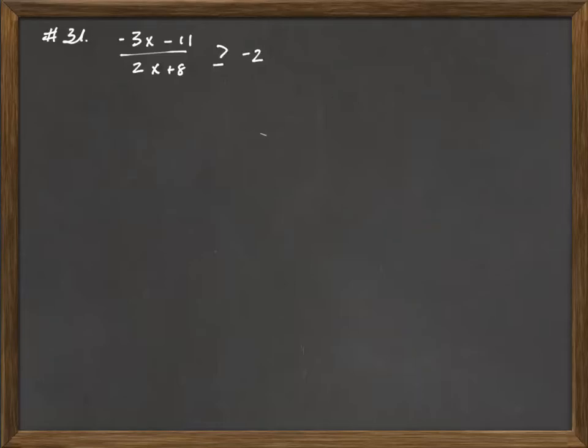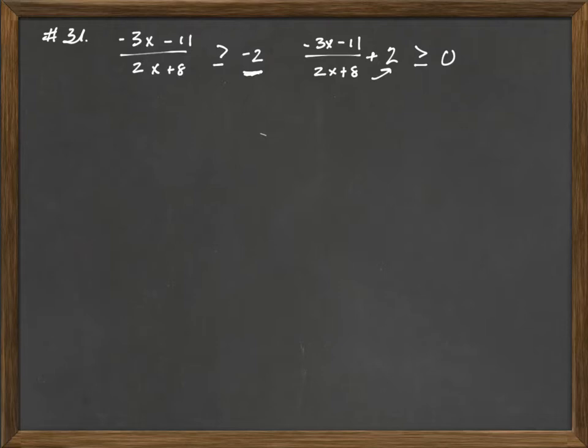So 31 has not equal to 0, so you got to get a 0 on this side. So you have to subtract. So negative 3x minus 11 over 2x plus 8, it would be adding 2, so plus 2 is greater than or equal to 0.